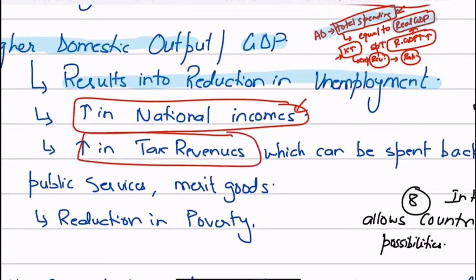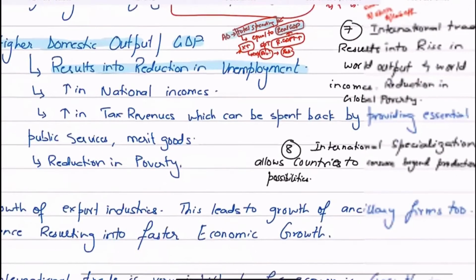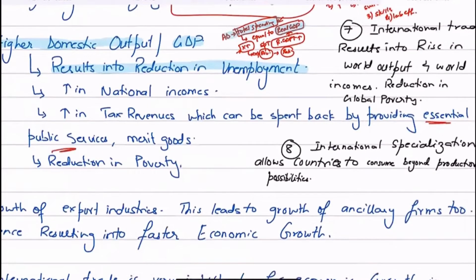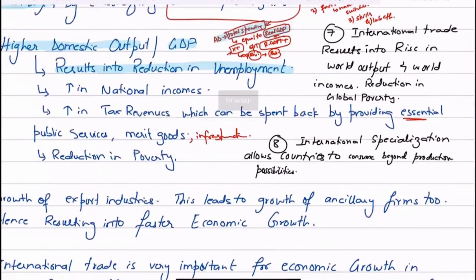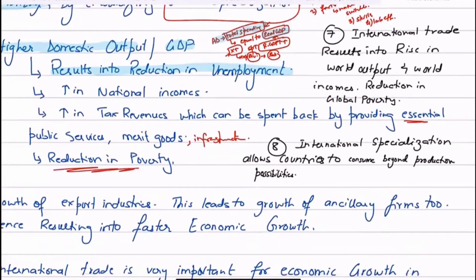It also results in an increase in national incomes, and obviously when national incomes go up, so do tax revenues. And this increase in tax revenues, like I said, can be spent back on the economy by providing essential public services, merit goods. It can be spent on infrastructure, and that would result in a reduction in income inequalities, right? Also, the higher the national income, the less the poverty, so poverty levels for the economy will go down as well.